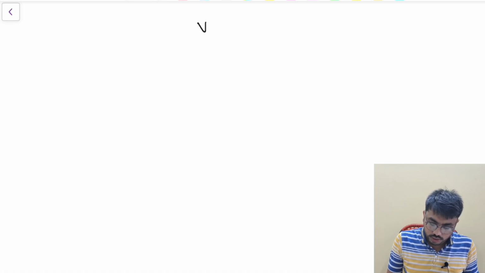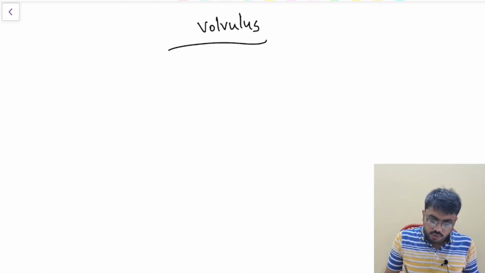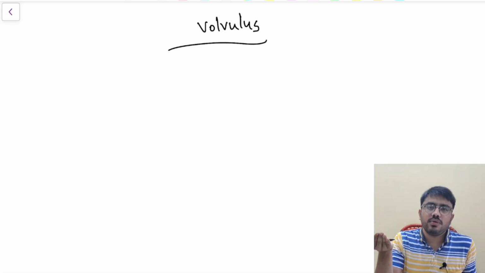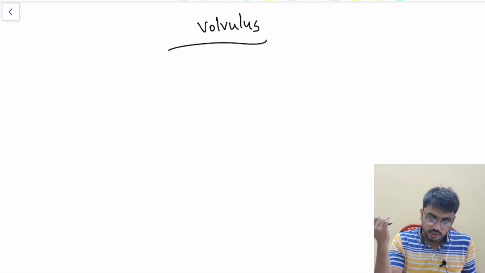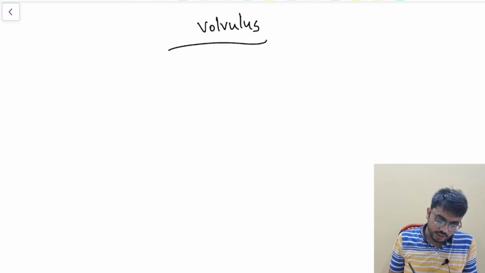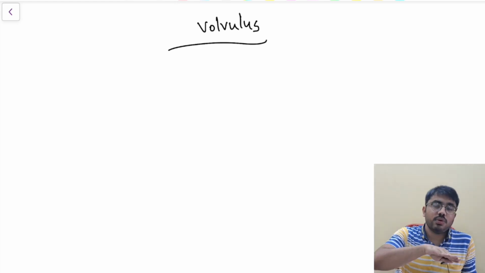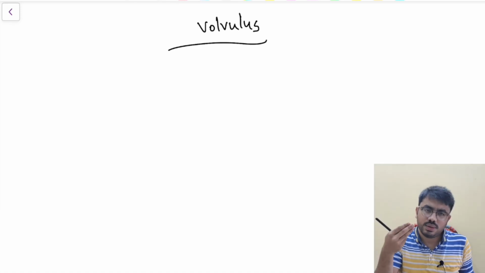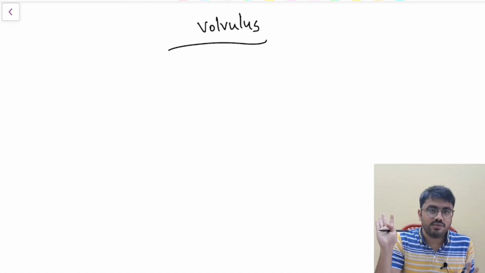Now coming to the next one, that is volvulus. Volvulus, in general they won't ask you volvulus directly. In general they may ask you gastric volvulus or sigmoid volvulus or a cecal volvulus. So in general volvulus I am going to divide into gastric volvulus, sigmoid and cecal volvulus. 3 volvulus I am discussing. There might be many, but these 3 are enough for you.